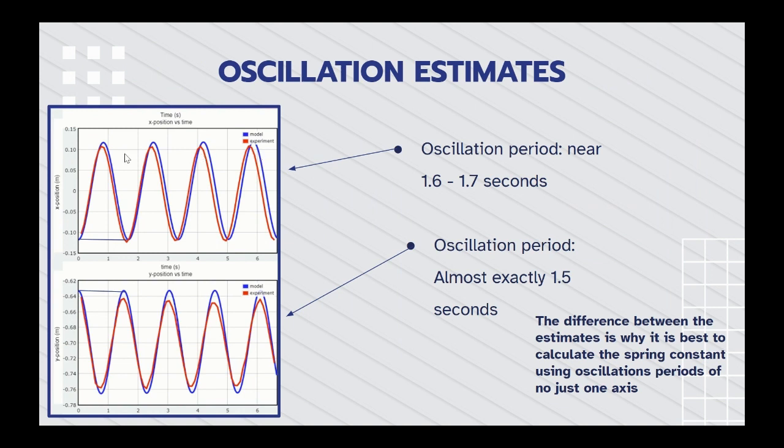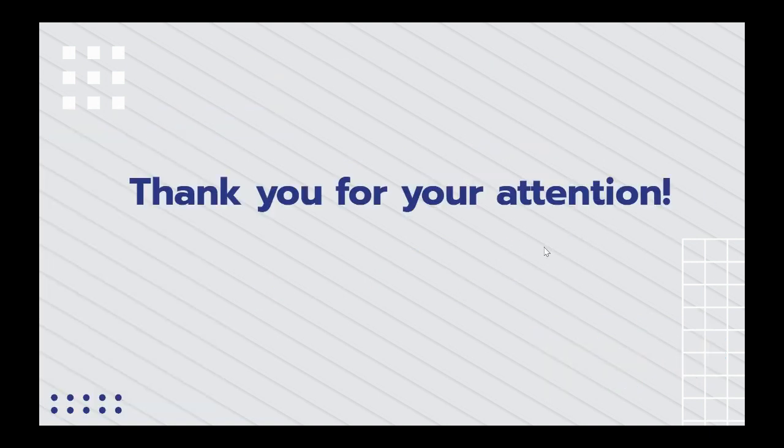And also in the x graph, we can see that the oscillation period is from 1.6 to 1.7 seconds. Here in the y graph, it's exactly 1.5 seconds. And so why is it then important to look at the two graphs for the oscillations? Because, as we see, the oscillations can be different values, so it's good to look at them from both graphs and then estimate the average. And that's it. Thank you for your attention.